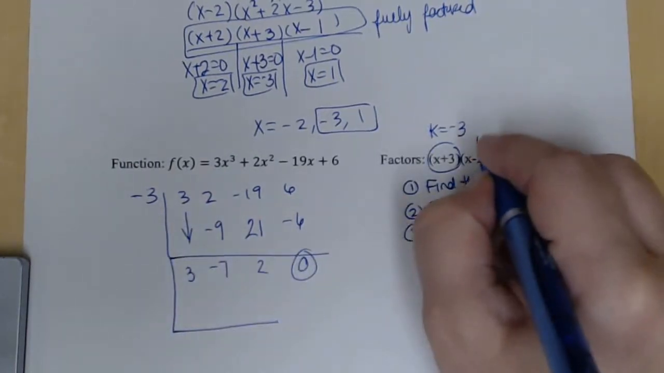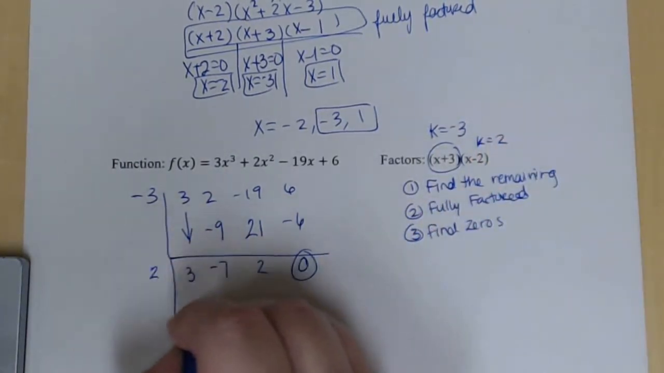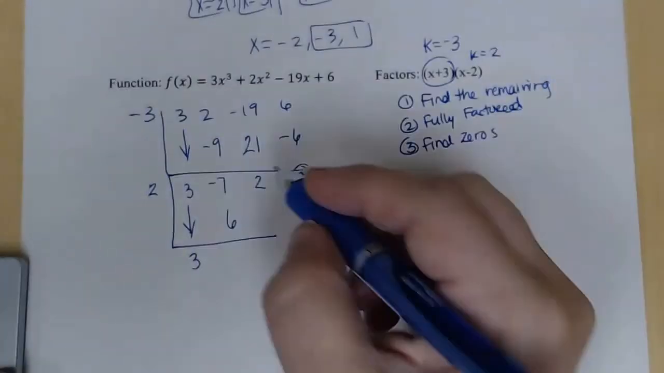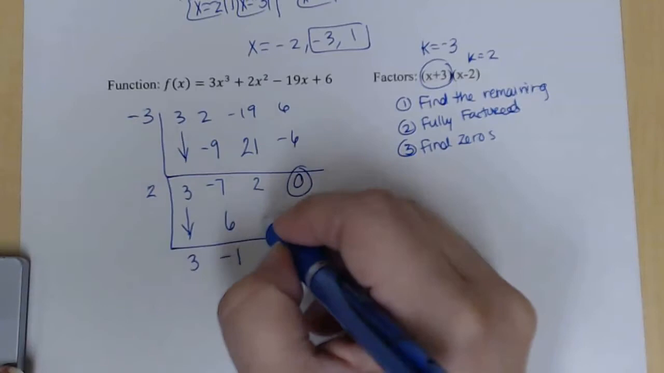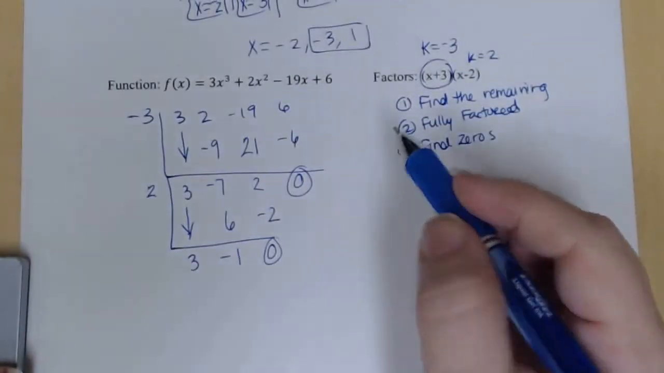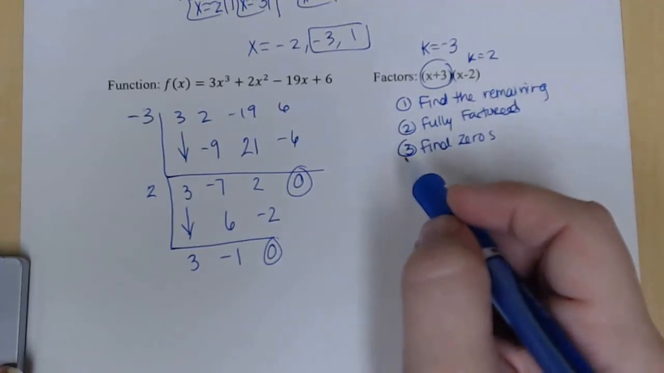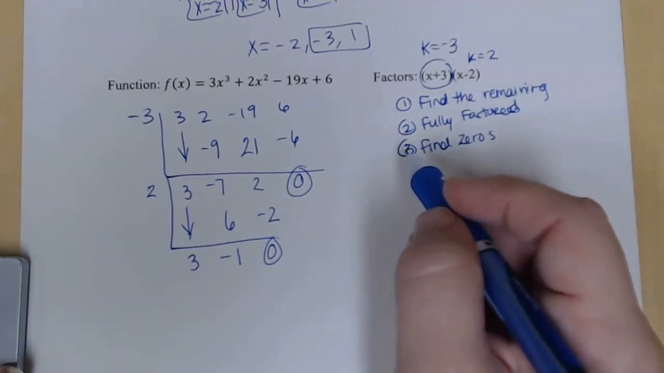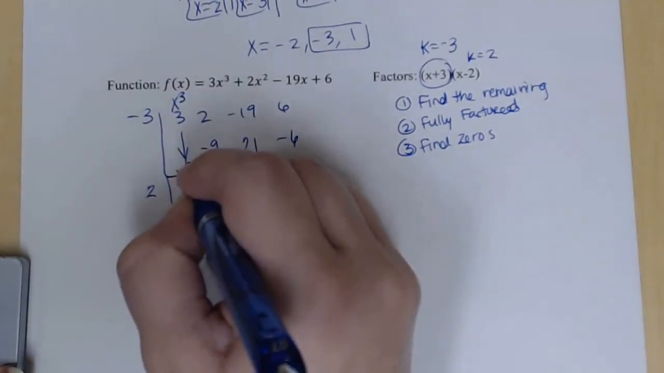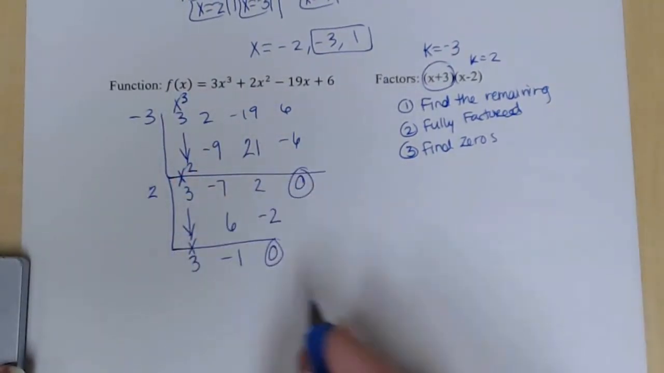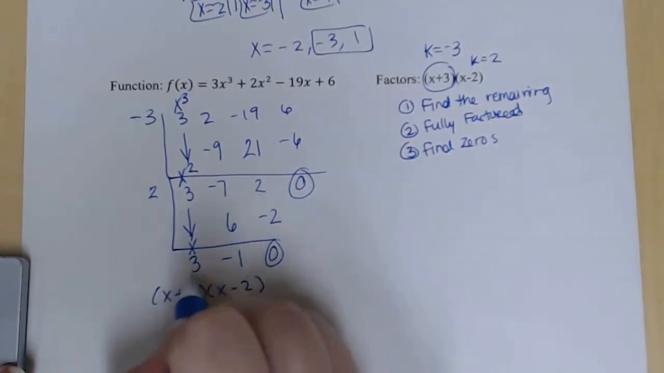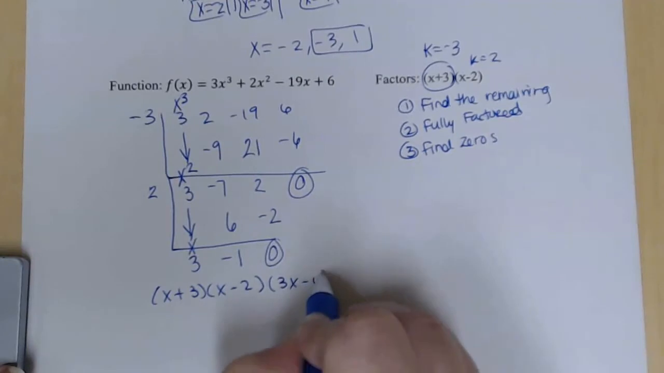So that would mean I have a k of 2. So I'm going to bring down the 3. I'm going to multiply, add, multiply, add. And again, by golly, you better get a 0 there because you can see that they told me those worked. Then look at what I have left. This was an x cubed. Now it's an x squared. This is just an x. So I would have x plus 3, x minus 2, and then my last one here, 3x minus 1.